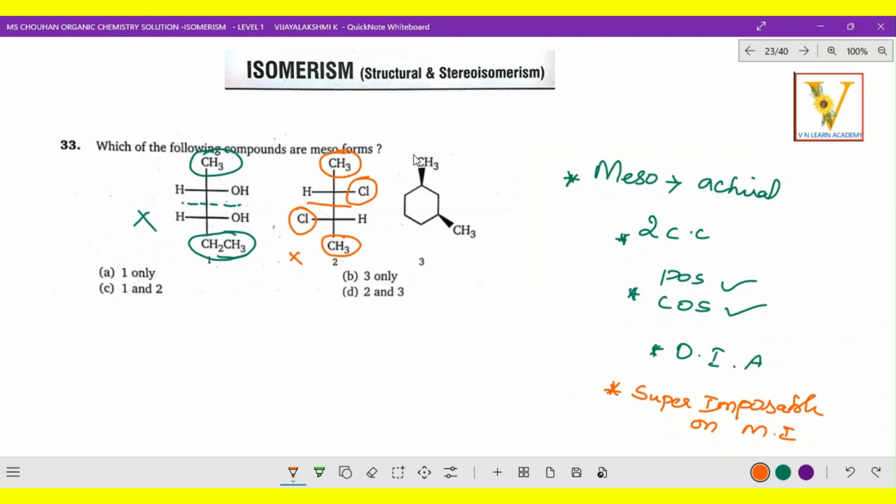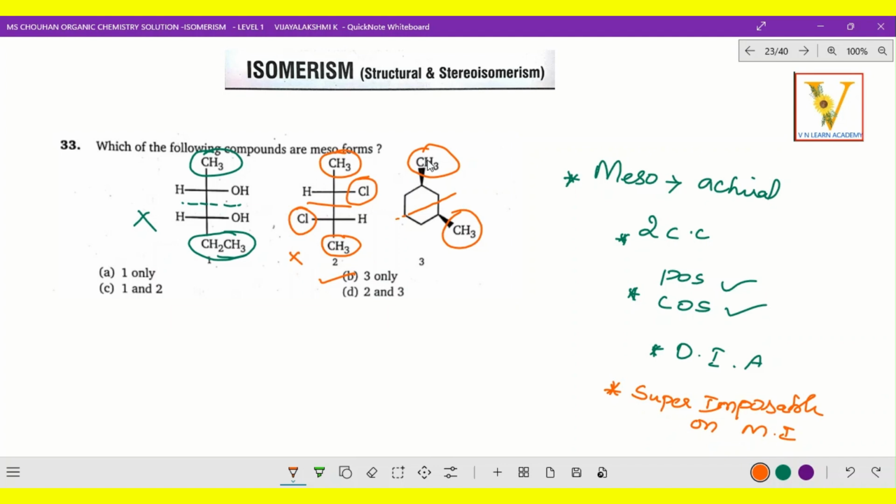Now you see here wedge position, here also wedge position. In this cyclohexane, here CH3 is there, here also CH3 is there. Now when you cut this side, you are getting equal. That means when you fold these two sides, it's identical actually. When you fold both, it is superimposable on its mirror image, right? So compound 3 only is the meso form. I hope you got the clarity about meso form.